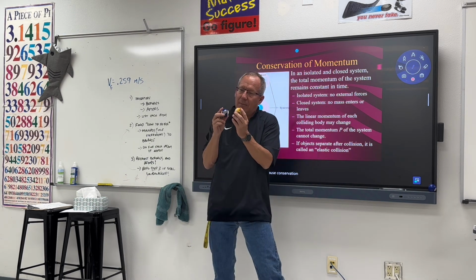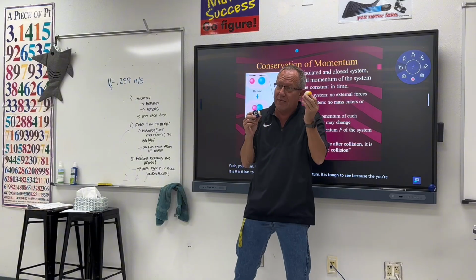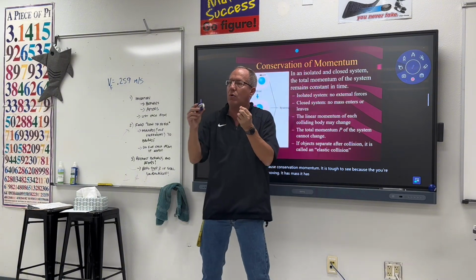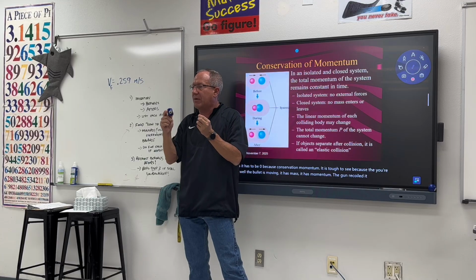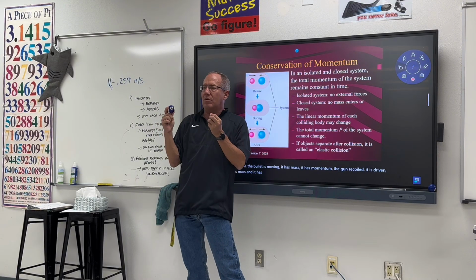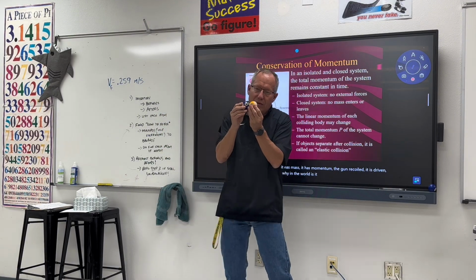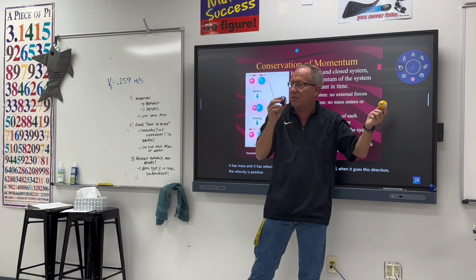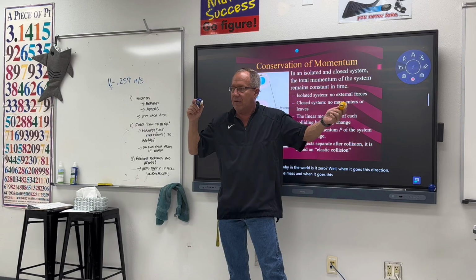It is tough to see because the bullet is moving, it has mass, it has momentum. The gun recoiled, it is moving, it has mass, and it has velocity. So why in the world is it zero? Well, when it goes this direction, the velocity is positive, right, with the mass. And when it goes this direction, the velocity is going to be negative, right?